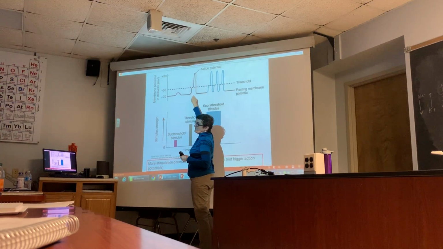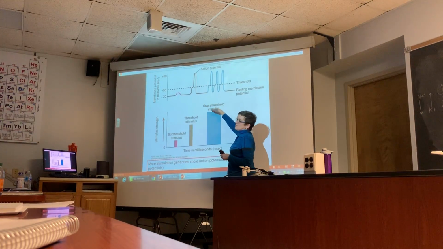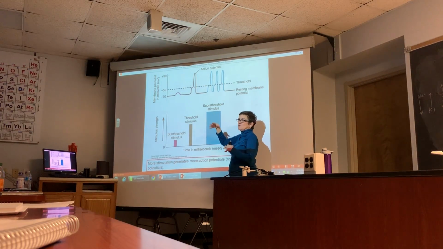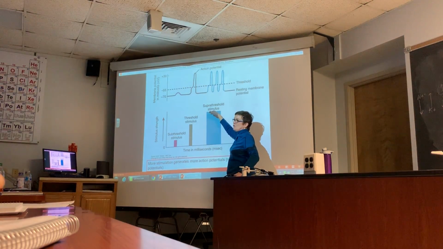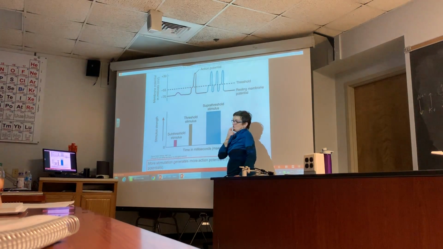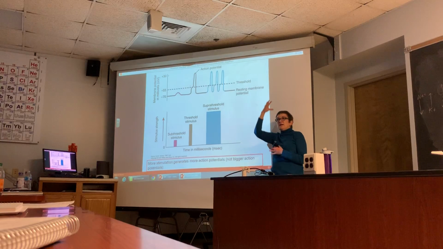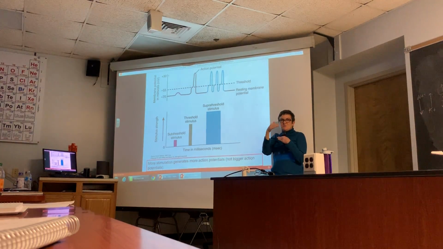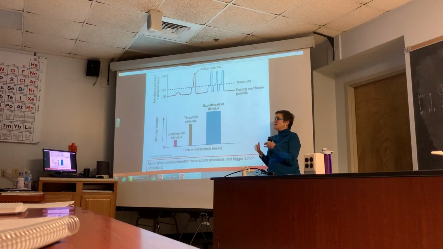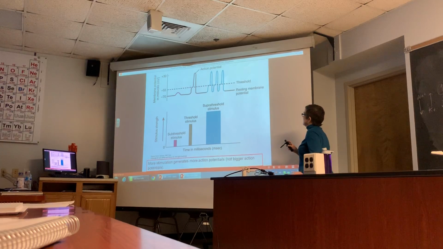It goes up to 30 millivolts. Even with a super threshold stimulus, in other words, above threshold, you're stimulating a whole lot, you don't get bigger action potentials, you get more of them. So the more you stimulate the neuron, you're not getting big action potentials, you're getting the same size action potentials, just more of them being propagated down that axon.